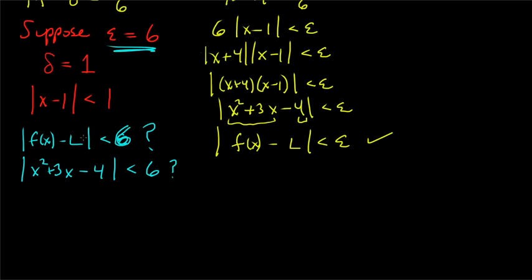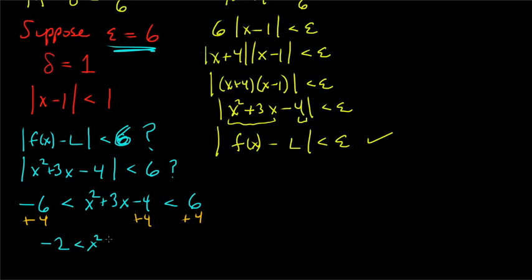Okay. Well, remember what absolute value is. It just means that this whole function here, x squared plus 3x minus 4, has to be between -6 and 6. And now, if we just add 4 to everything, we get that x squared plus 3x is between -2 and 10.